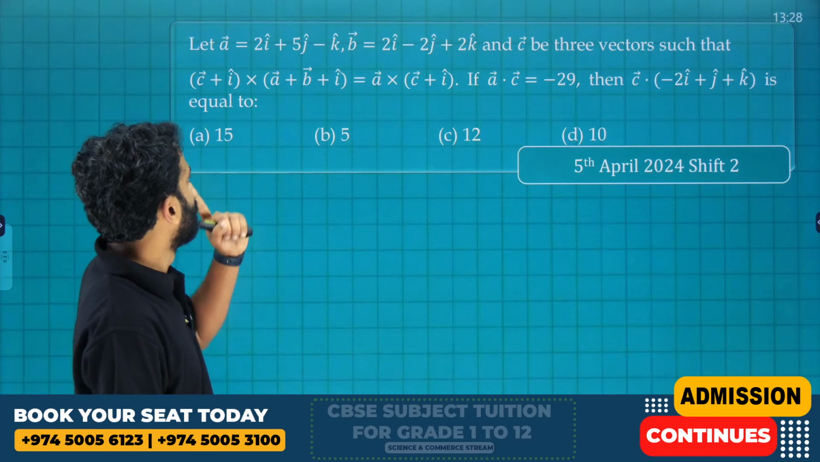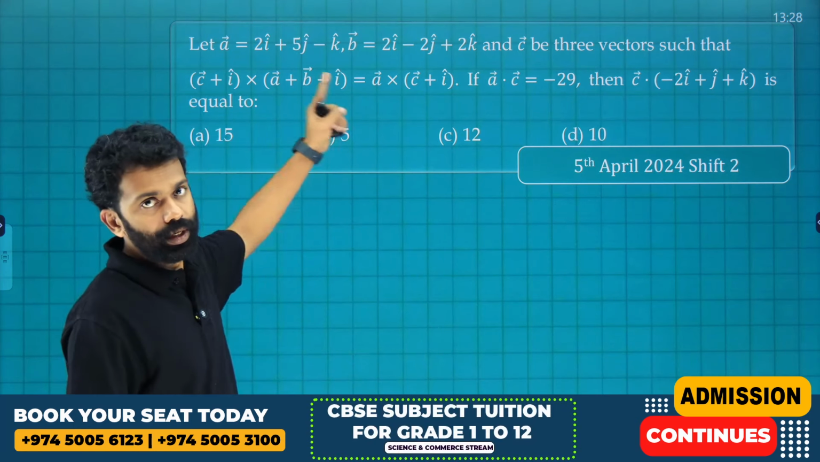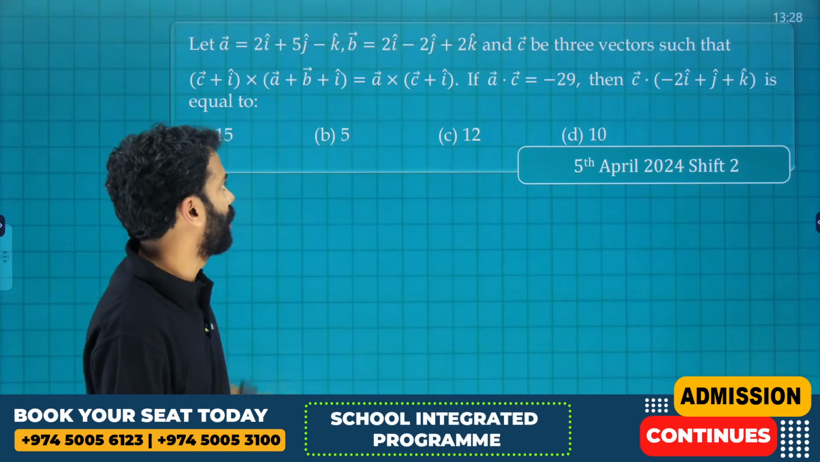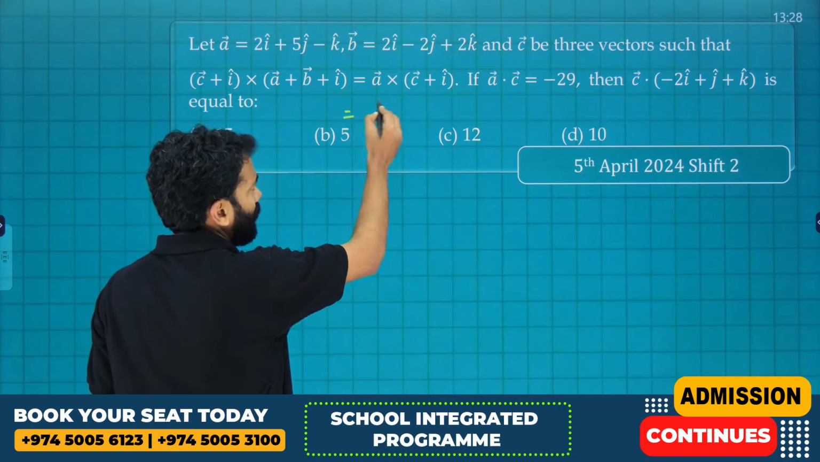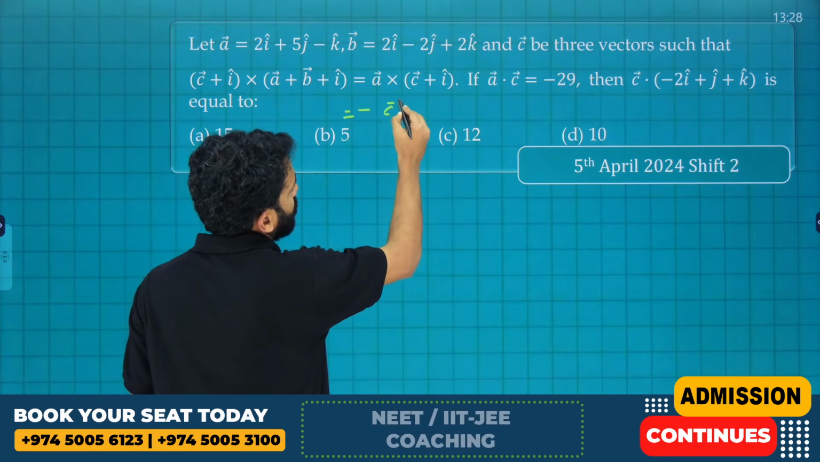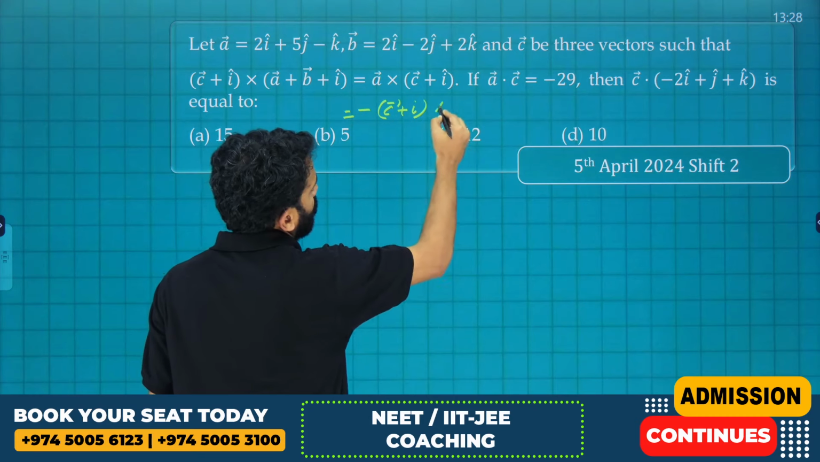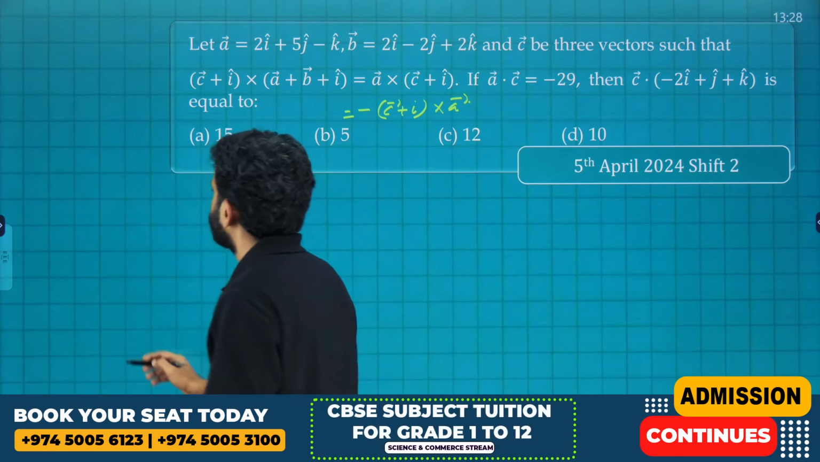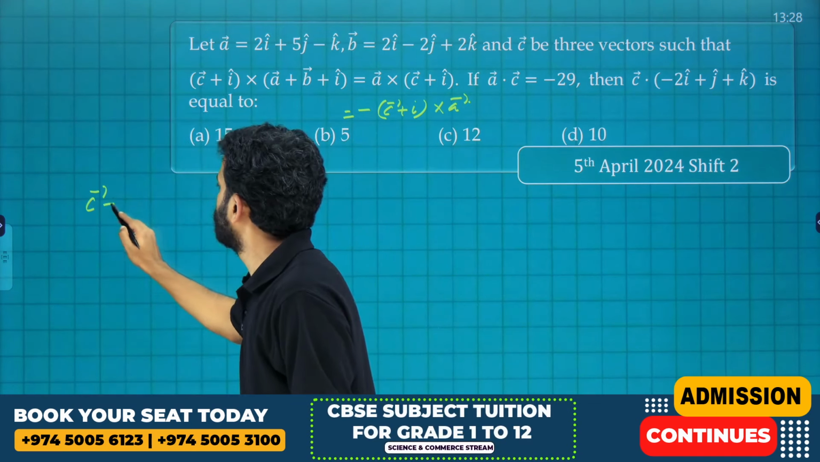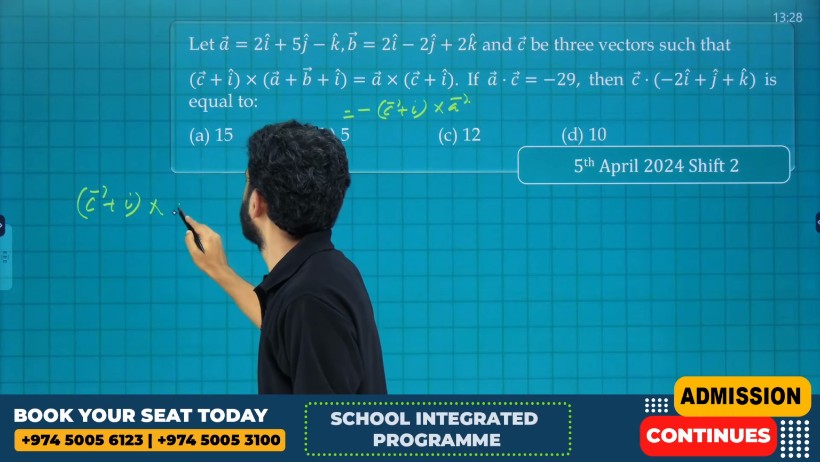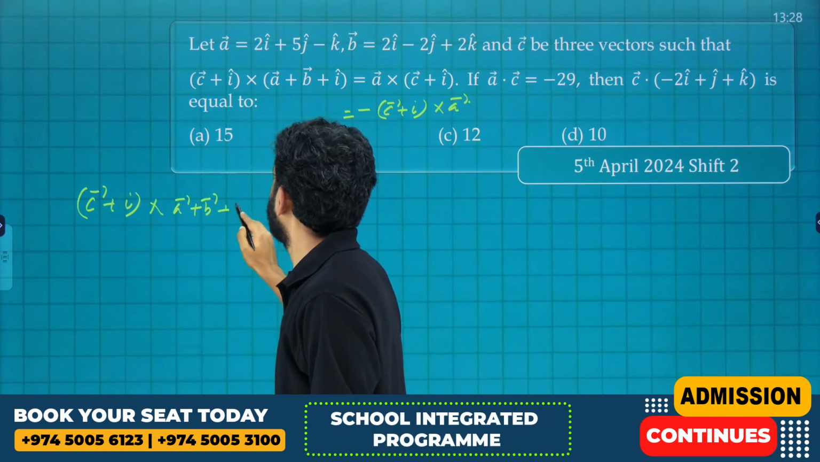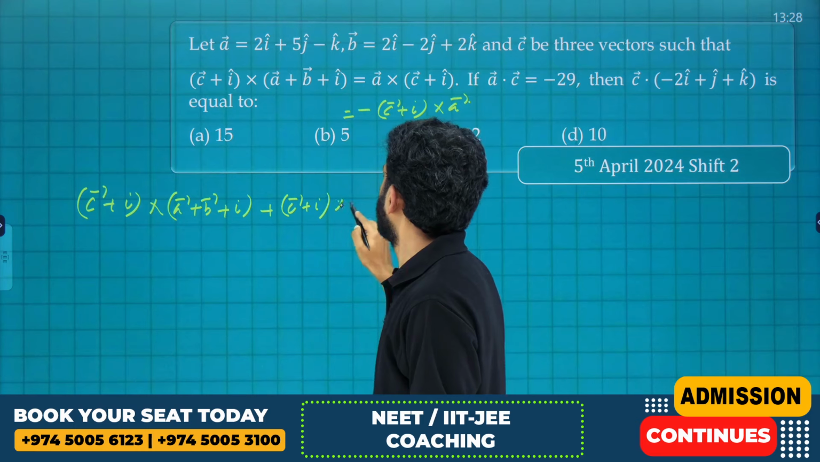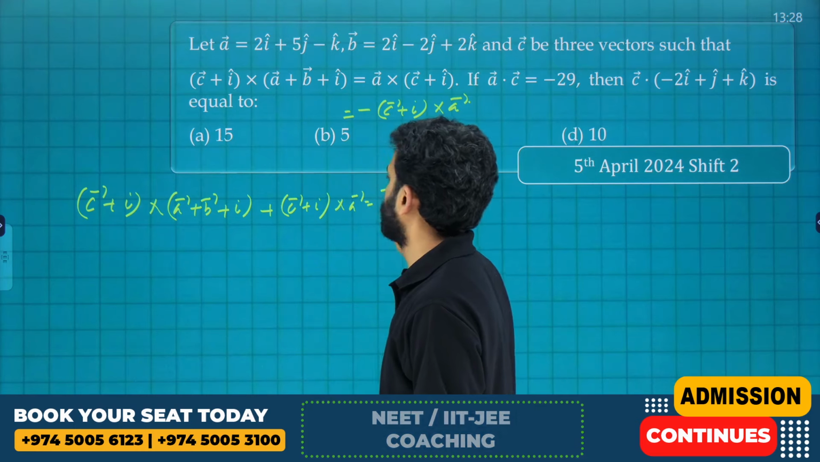See, first thing is that the common vector is not aligned. Here it is the first vector and here it is the second vector. It should be aligned. So I'm making it the first vector using the cross product. I'm writing it here itself: minus (vector C plus i) cross vector A. If you take it towards the left hand side, it becomes plus. That is, (vector C plus i) cross vector A plus (vector B plus vector i) plus (vector C plus i) cross vector A is equal to 0 vector.